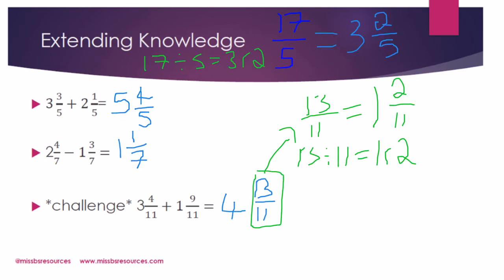Well, we've already got 4 wholes, so 4 add on this 1 makes 5. So our answer is equal to 5 and 2 11ths. Well done if you got that.